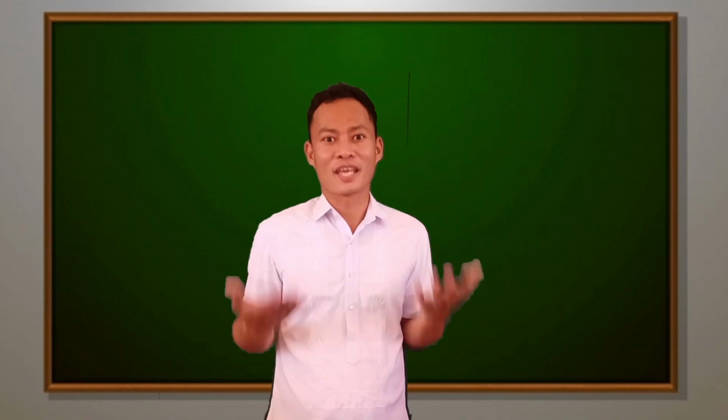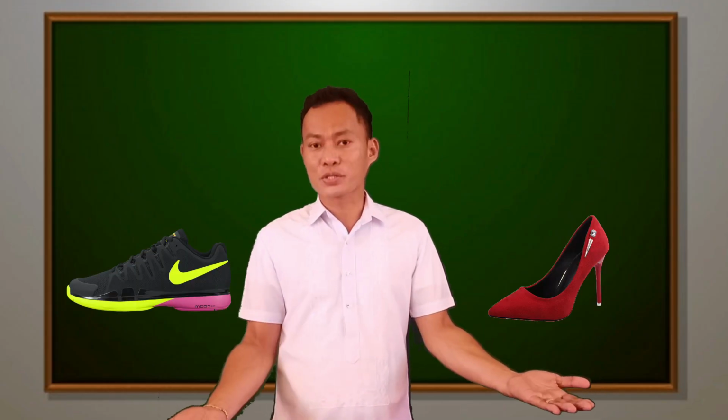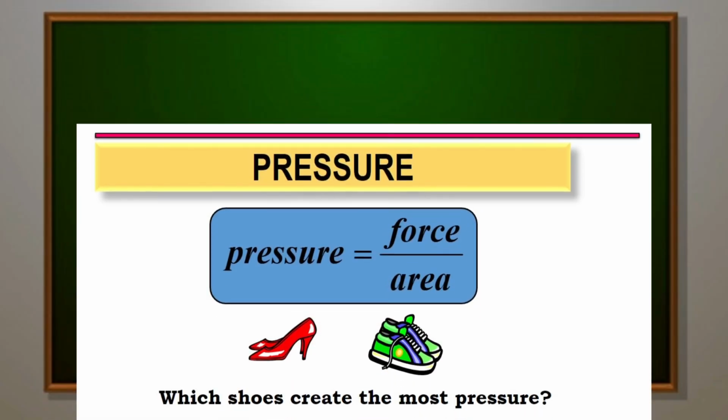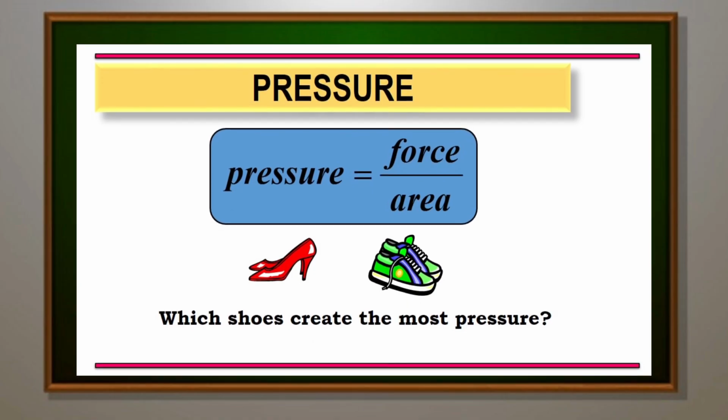Now, which shoes create the most pressure? The red heels or a rubber shoes? If you answered the red heels, you are correct. Why? The pressure exerted on the ground while wearing a pointed heel will be more than that by a rubber shoe. This is because pressure is the force per unit area applied by an object. This means also that a force applied to a smaller area implies greater pressure than the one exerted on a larger area. Hence, it is not advisable to wear pointed heels.